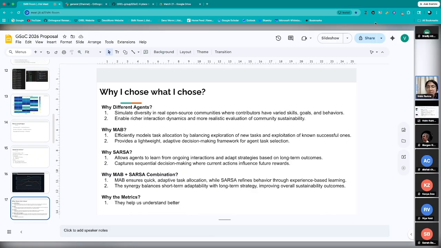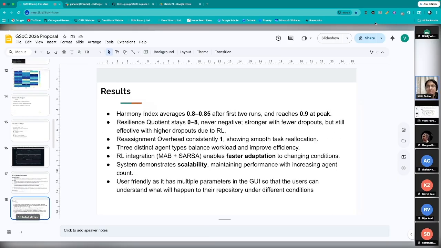Why SARSA? Because the name itself suggests state, action, reward, state, action, so that we can learn from the ongoing interactions and adapt the strategies over time. And the combination of multi-armed bandits plus SARSA, because multi-armed bandits is quick and adaptive, and SARSA refines the behavior through experience-based learning. And the metrics just help us understand better, as I spoke about before.